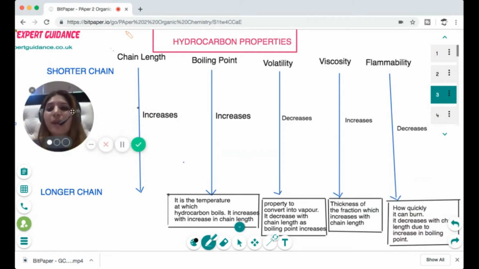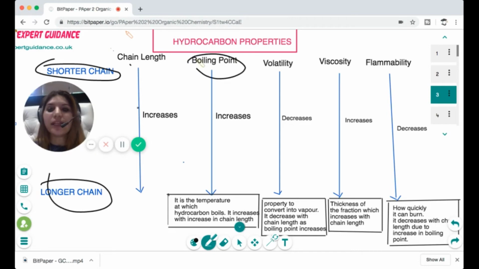The properties of the crude oil depend on the chain length. If the chain length increases, the boiling point increases. What is the boiling point? It is the temperature at which a hydrocarbon boils. It increases with increase in chain length. Why? Because the greater the chain length, the greater the surface area between the molecules, and the higher the boiling point.